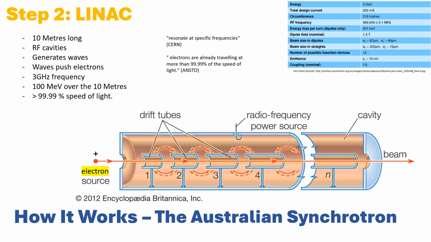The Australian synchrotron accelerates the electrons with a 3 GHz frequency, which applies 100 MeV to a bunch over the 10 meters. The linear accelerator can only accelerate a beam once a second, but within the first meter of acceleration, the electrons are already traveling at more than 99.99% of the speed of light.